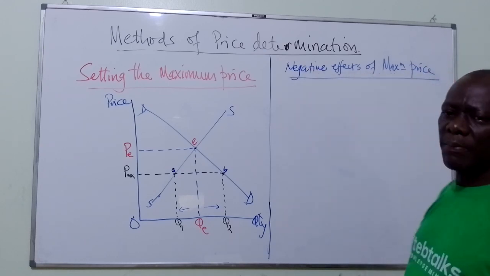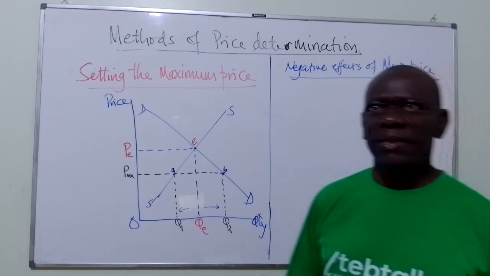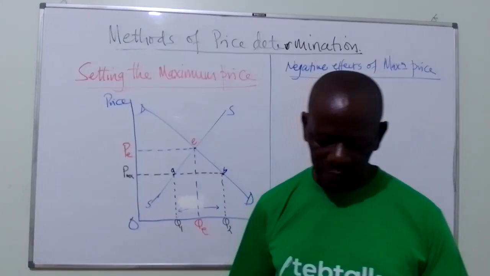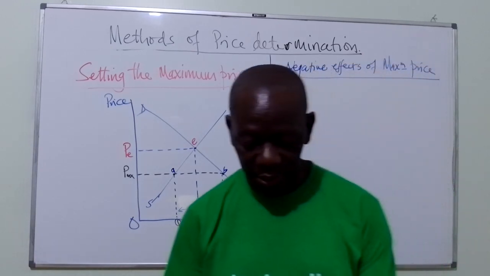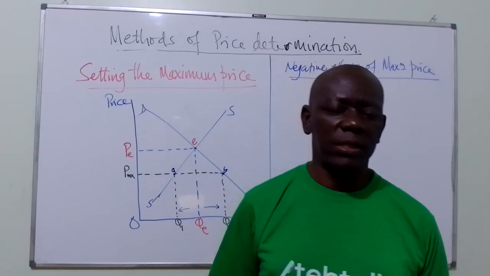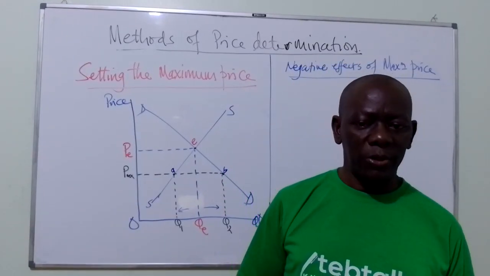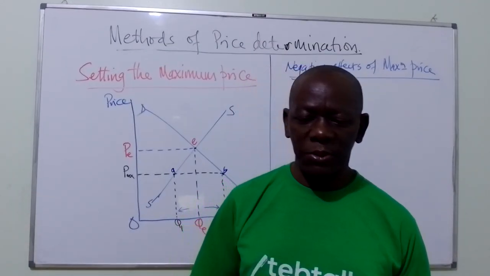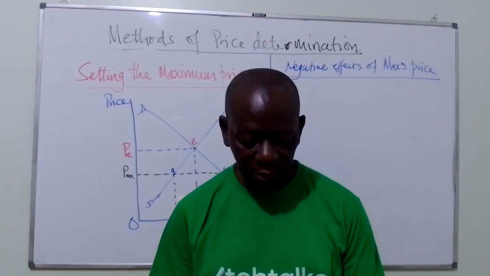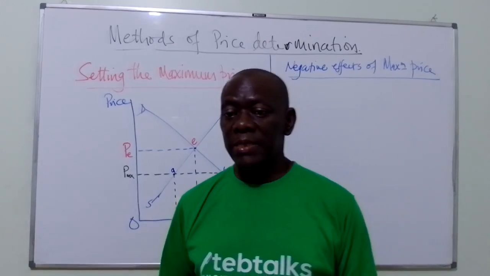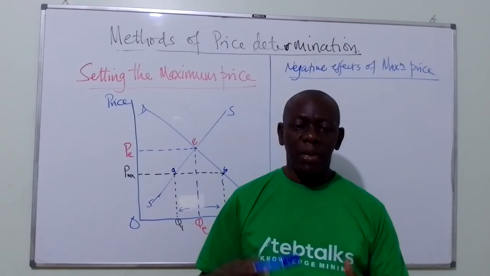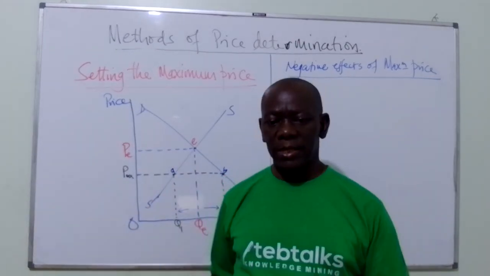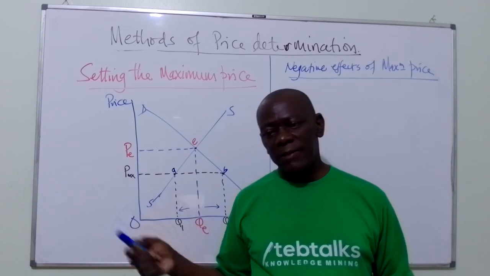When government sets the maximum price, what are the likely negative effects of this maximum price? What we have to note first is that it is set below the equilibrium. And because it is set below the equilibrium, it means the consumer is happy that he's going to buy these commodities at a lower price than he has been buying.